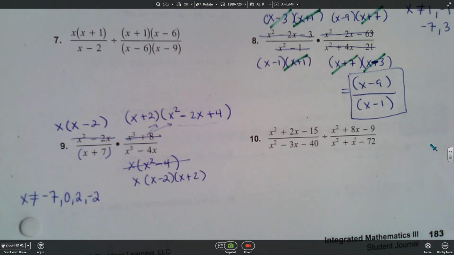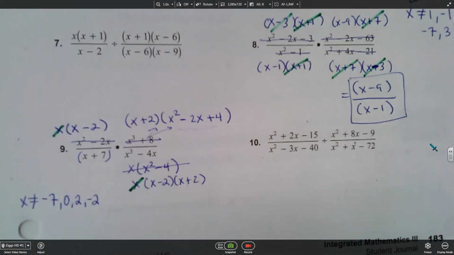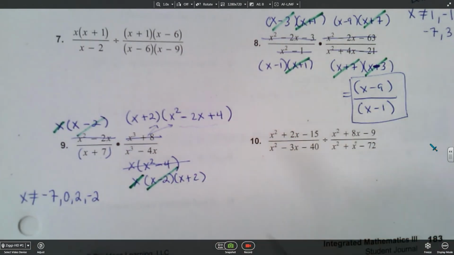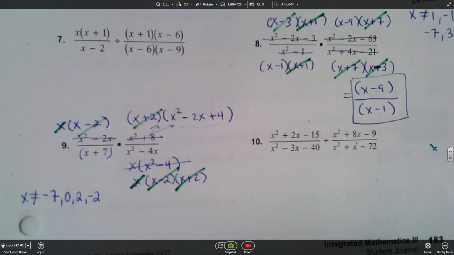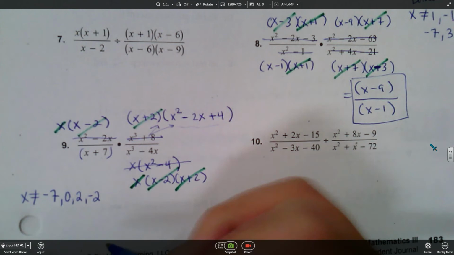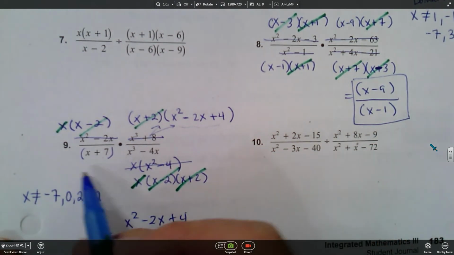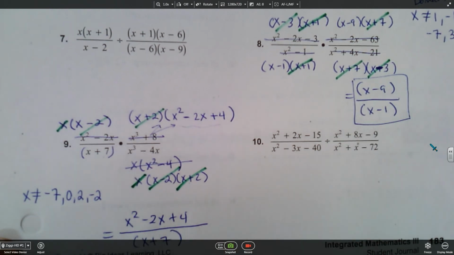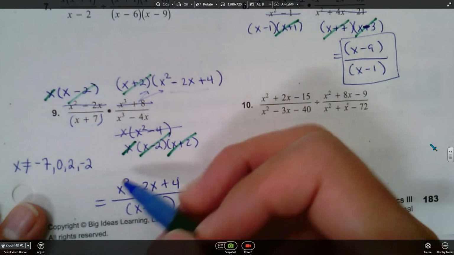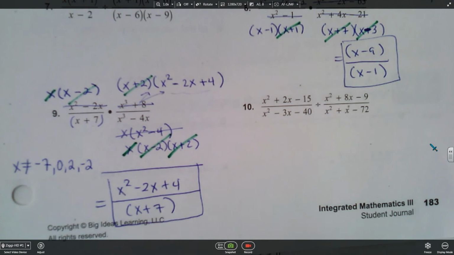Okay, step 3, let's just cross off things that are at the bottom and at the top. The x here, that x there, that x minus 2, the x minus 2, the x plus 2, the x plus 2. Then we're just going to multiply across, and across, it looks like we only have the x squared minus 2x that's left. And at the bottom, it looks like we just have a x plus 7 that's left. So that's it. That is my rational function multiplied together.